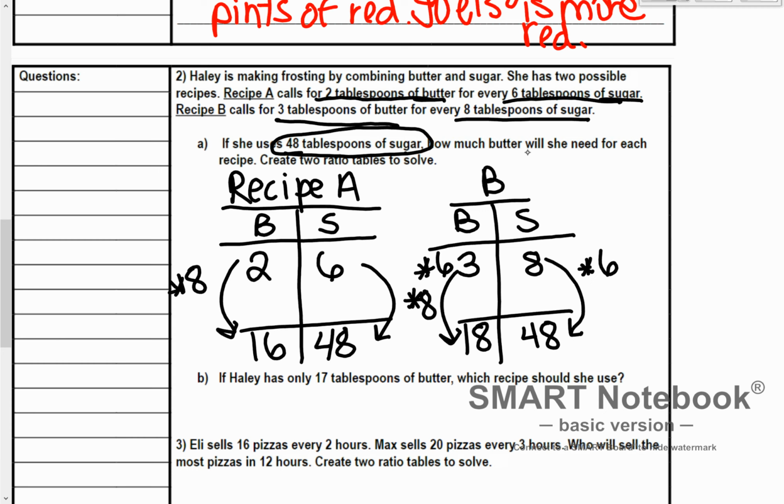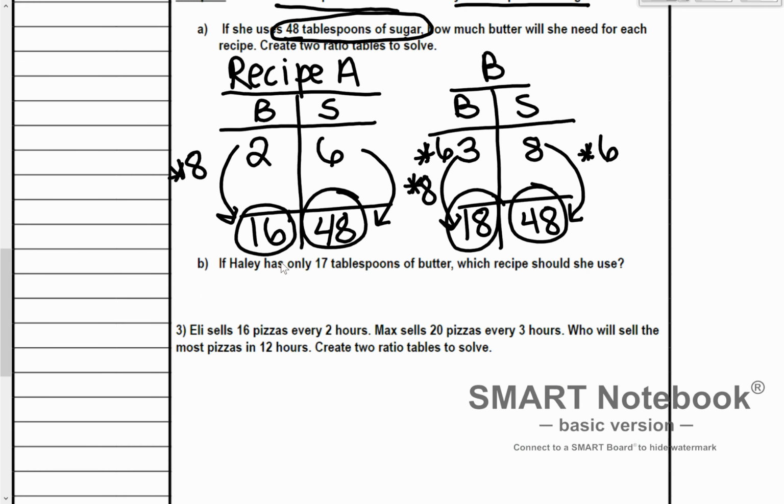Okay, so recipe B will need 18 tablespoons of butter for 48 tablespoons of sugar. If Haley only has 17 tablespoons of butter, which recipe should she use? Well, if she only has 17 tablespoons, which recipe would she be able to use? Think about that for a minute. Well, since recipe B needs 18 tablespoons, that would be too many. So we would need to use recipe A.